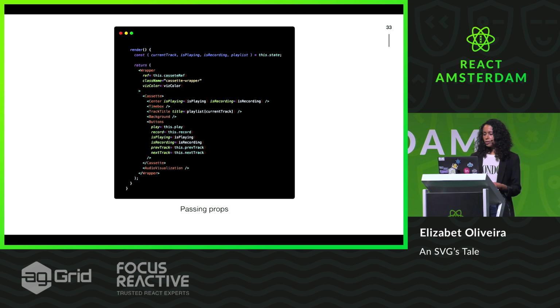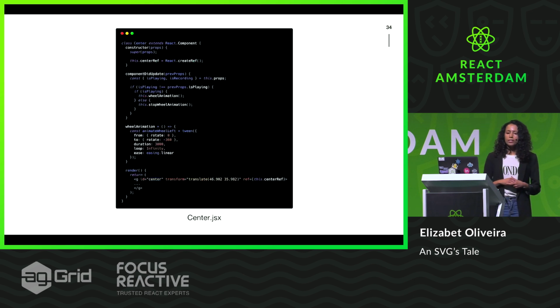And then this is what it looked like to pass props to the child components. I have this cassette that is basically the wrapper, and then the center is where the wheels live. To do the wheels animation, I need the isPlaying and isRecording state. And then I have all these buttons, and for the buttons I'm passing the play and record functions, and the state if it's playing, if it's recording. And then this is the example of the center JSX. In here, to perform the animation, I'm just checking if the cassette is playing or recording. If it's playing, I start the wheel animation. If it's not playing, I stop the wheel animation.